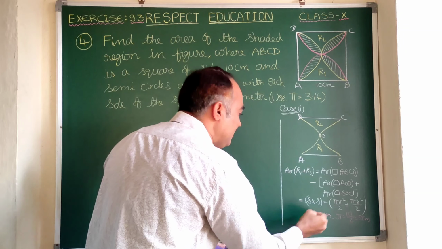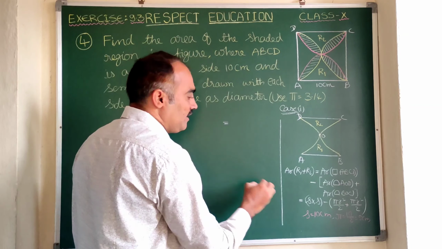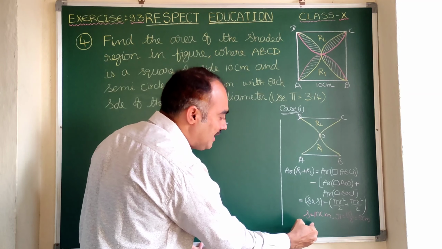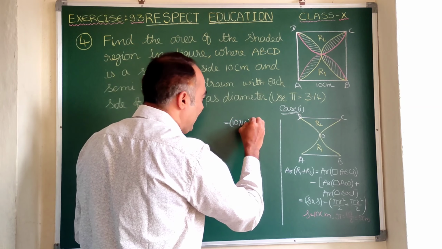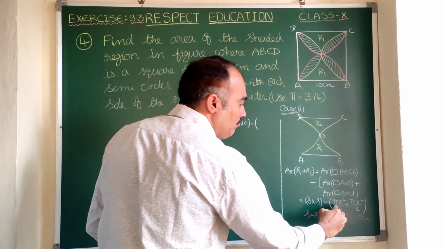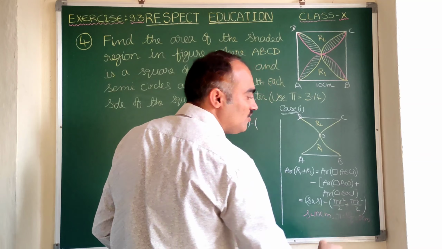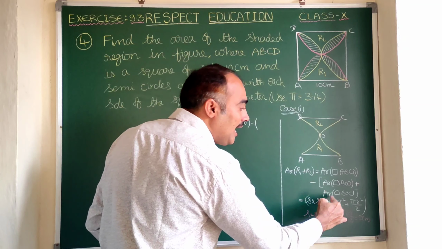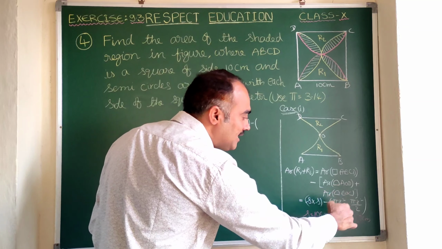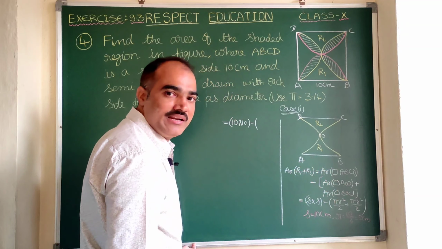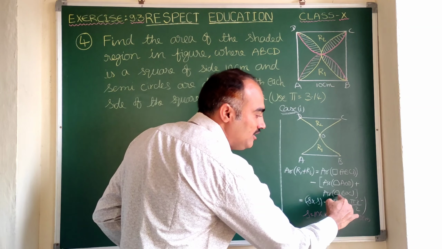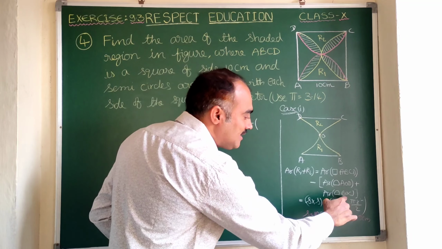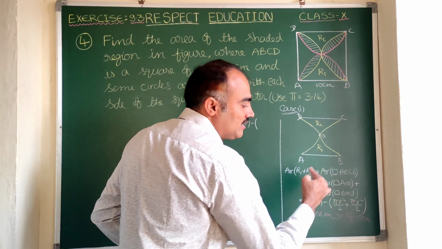So here we get S into S, that is 10 into 10 minus pi r square by 2 plus pi r square by 2 is 2 times pi r square by 2. 2 gets cancelled, we get pi r square. I repeat once again, pi r square by 2 plus pi r square by 2 is 2 times pi r square by 2. Let us cancel 2 and 2, we get only pi r square.